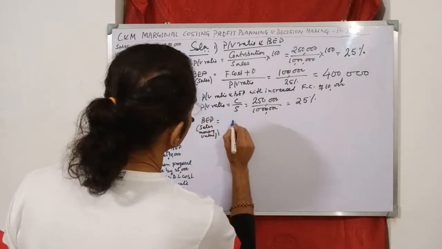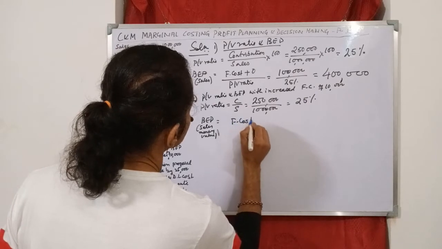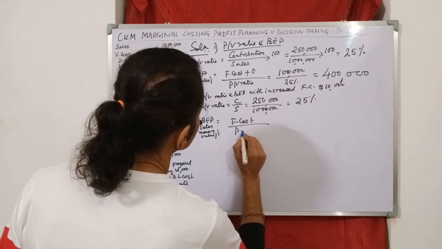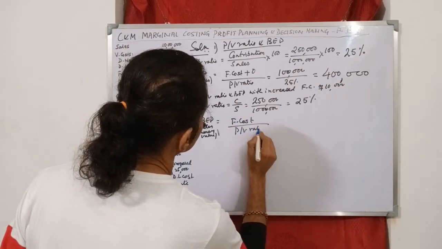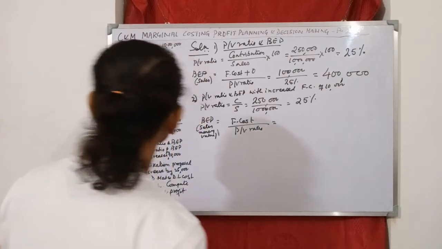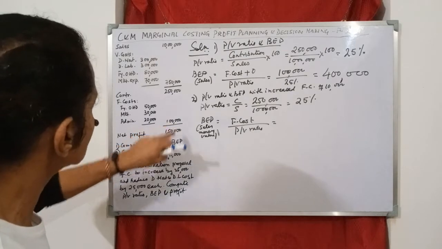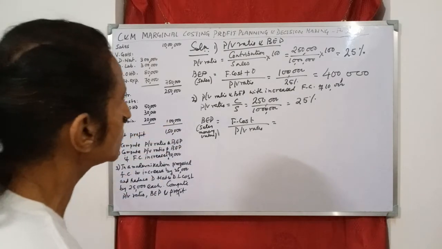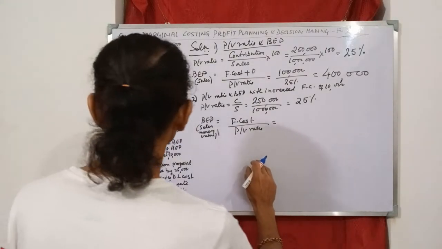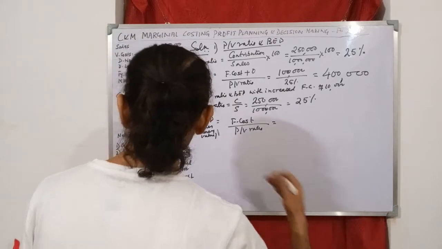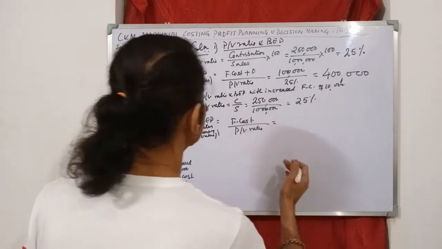So BEP equals fixed cost by PV ratio. Now what is the new fixed cost? Earlier the total fixed cost was 100,000. Now 10,000 will be added to it because the firm is expecting that the fixed cost will increase by 10,000.